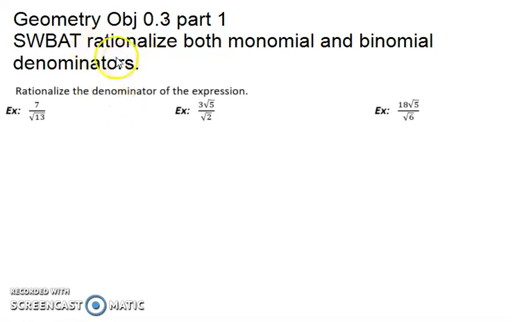Today's objective is that we are going to rationalize both monomial and binomial denominators. You notice this is part 1 of a video, and part 1 is just going to focus on monomial denominators. So all these examples have just a single term on the bottom. They're all irrational radical expressions. When we're done with each of these, the denominators are going to be rational numbers, meaning instead of like square root of 13, it'll just say 13.